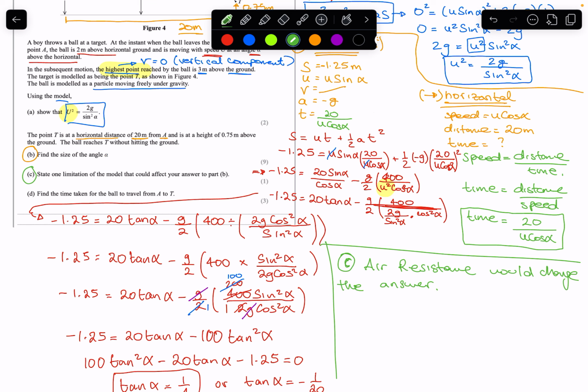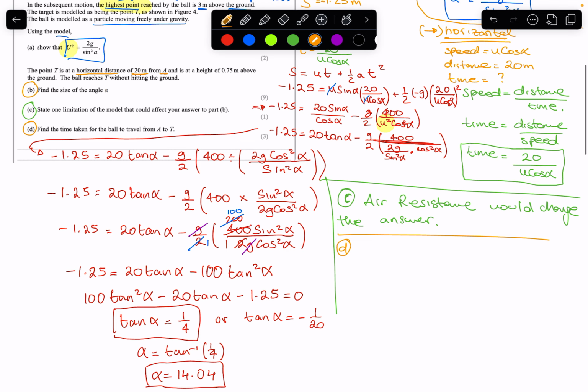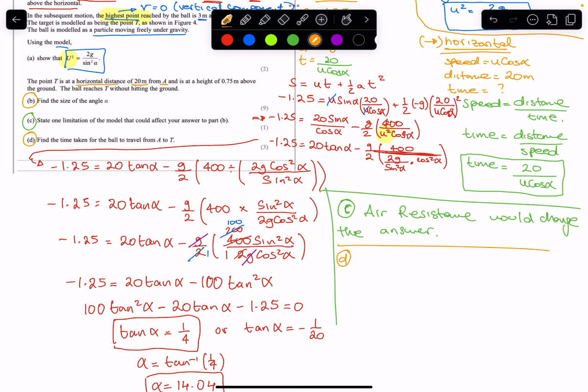All right, now looking at the last part. The last part is telling me to find the time taken for the ball to travel from A to T. So this is going back to defining the time. What we know is that our alpha value is equal to 14.04. In order to find my time, I've got the equation for time: time is equivalent to 20 over u times cos alpha, right? So once I know that, I can find what my time is.